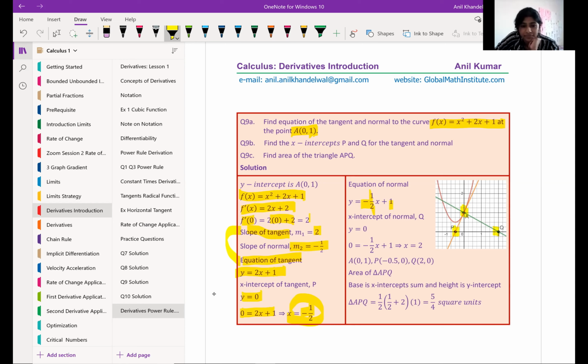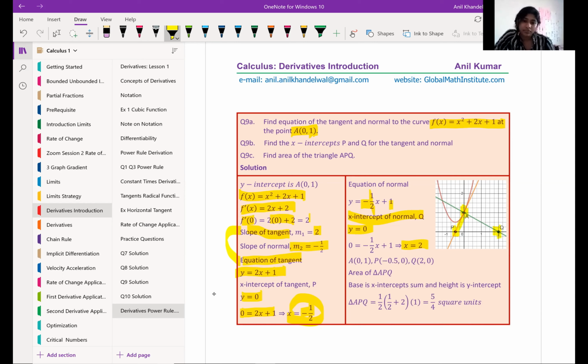For the normal, we did the same thing. The equation was y equals minus half x plus 1. Equate y to 0 to find the x-intercept. So when you rearrange, you get x equals 2. That is the value x equals 2 for point Q.